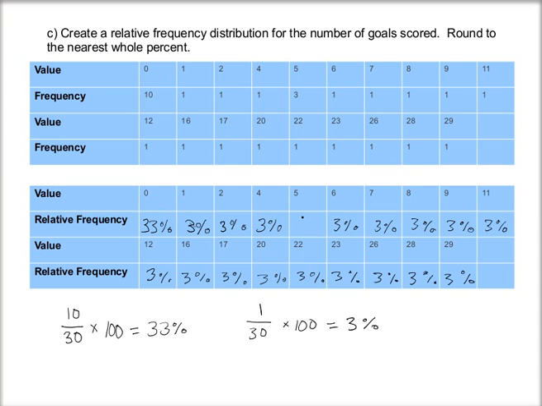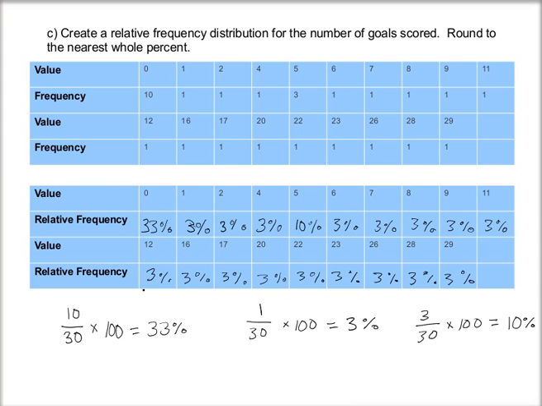So for the value of 5, I've got a frequency of 3. So I have 3 individuals out of 30 times 100. It's going to give me exactly 10%. I don't even have to round on that one. So 10%.